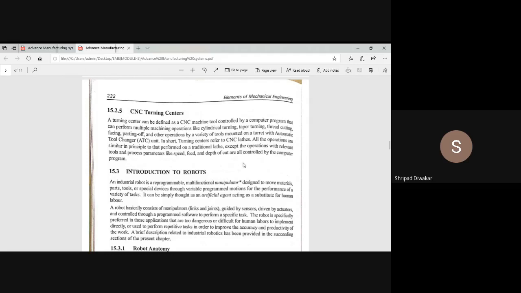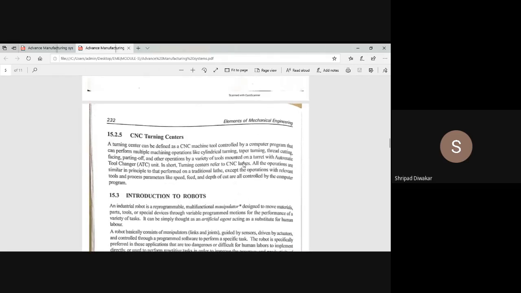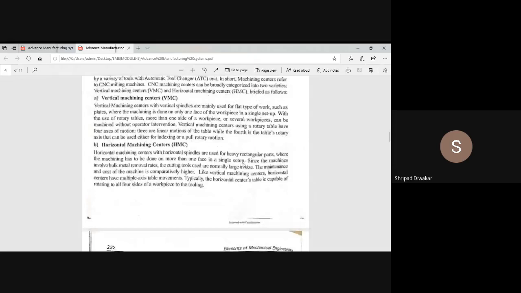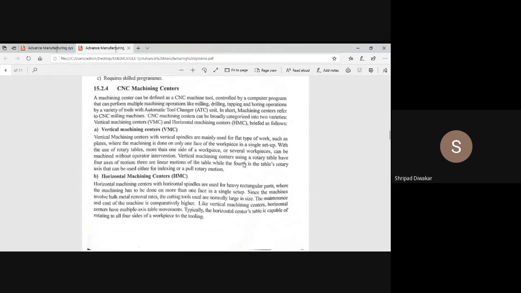And the milling machine, whatever we discussed yesterday, whenever we are having a computer program, that is called a machining center. You remember, the vertical milling machine is called a vertical machining center, and the horizontal milling machine is called a horizontal machining center. The operations are the same, but in a conventional machine all the activities are performed by a human being, while here everything is related to a set of instructions or programs.